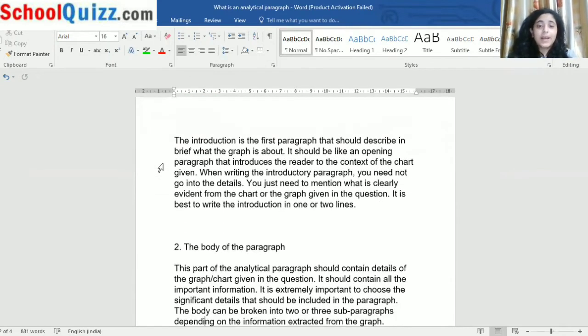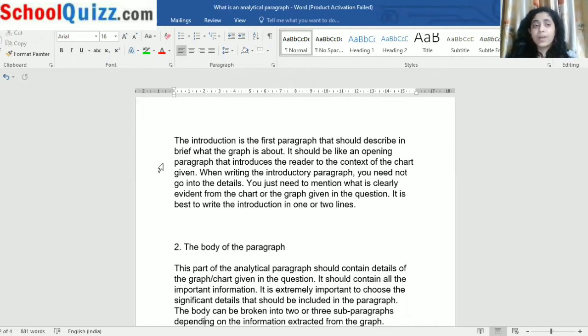The introduction is the first paragraph that should describe in brief what the graph is about. You remember when you write a letter, whatever type of letter, the first paragraph in an informal letter, what do you write? Hi, I'm your cousin, I live in that place, how are you doing, what is your family doing right now? We just casually ask about what is going on in their life.